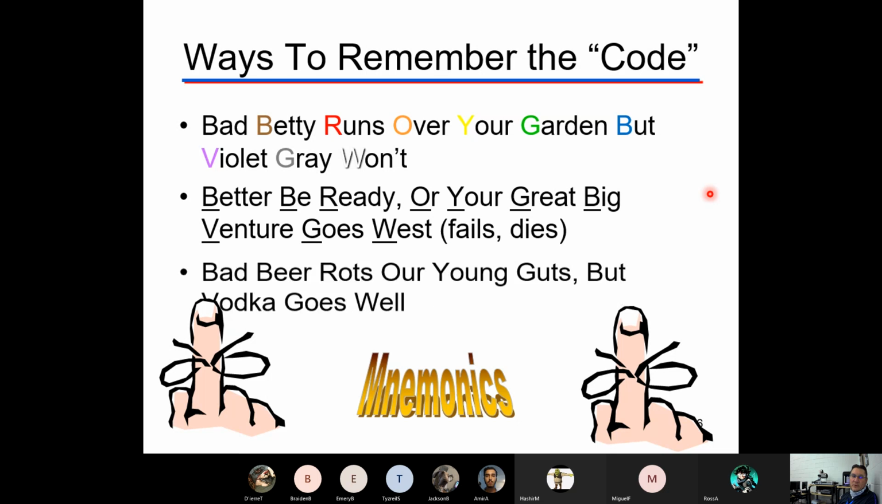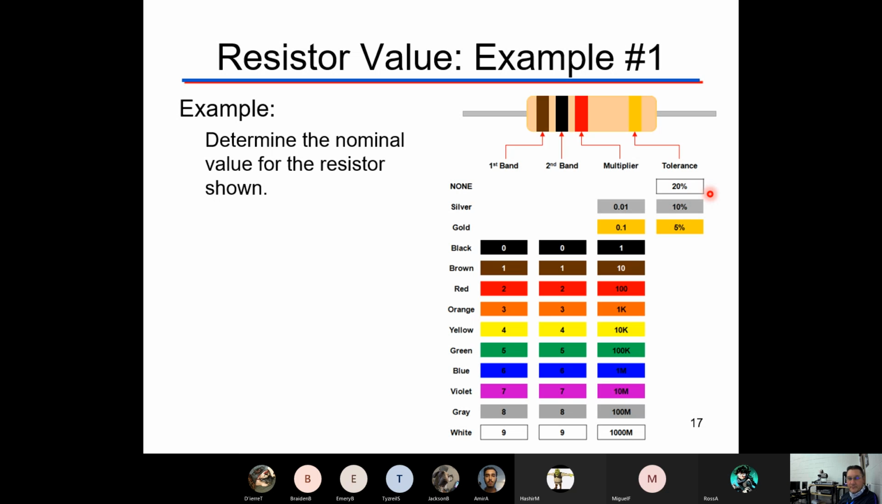All right. So we're just going to move on to this one. We're going to start with an example. Looking at this particular resistor, we have a brown, black, red, gold. So the first band is going to be brown, which is 1. The second band is black, so that's a 0, so it's 1, 0. And then you have your multiplier red, which is 2, so you'll have 2 zeros after that.